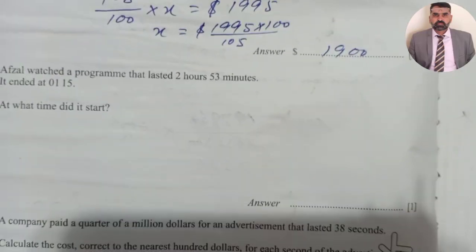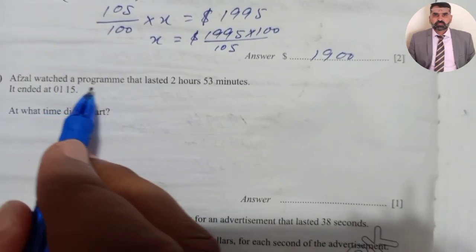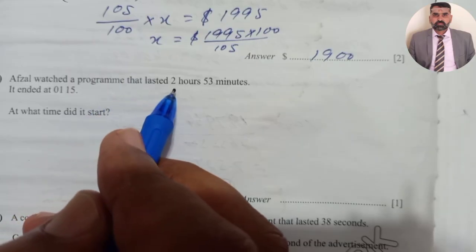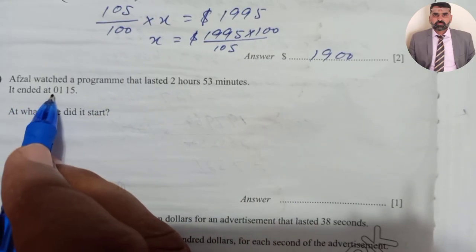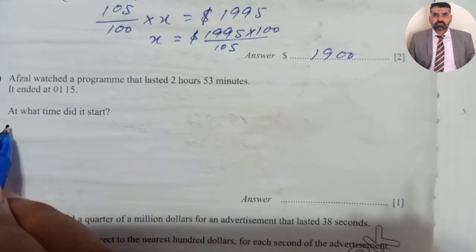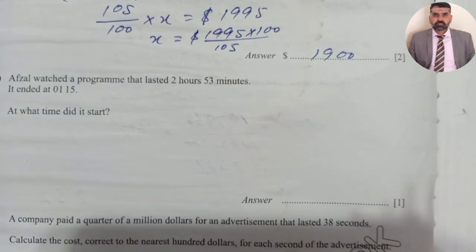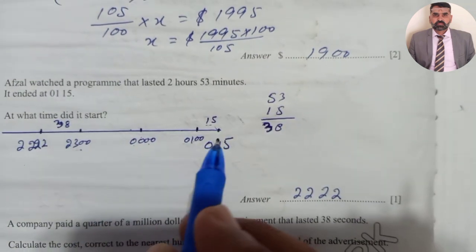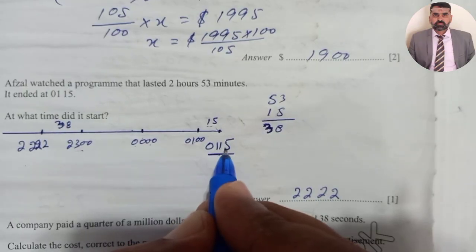B part of the same question is, Afzal watched a program that lasted 2 hours and 53 minutes. It ended at 0115 hours. At what time did it start? So it is better for us to use a number line to find the starting time. So students, it is the number line, and the ending time is 0115 hours.